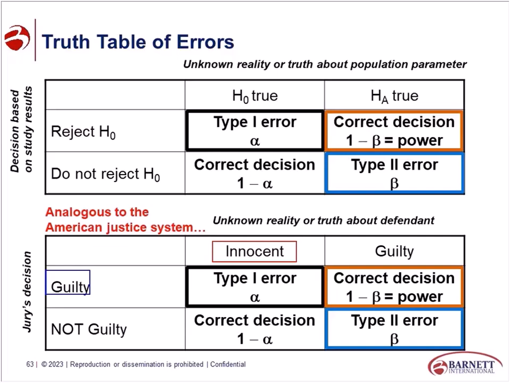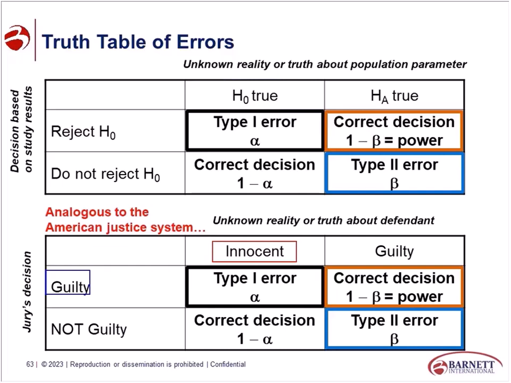In statistics, if there is no difference between the drug and placebo and we conclude there's a difference, we make a type 1 error. So 5% of the time, that's alpha. 5% of the time, we will conclude a drug is effective when it's really not. That's our chance. We have a 5% chance of concluding the drug is effective when it's not. That's called a type 1 error.